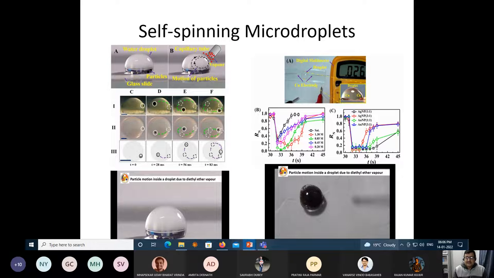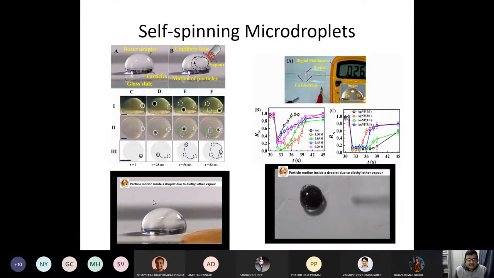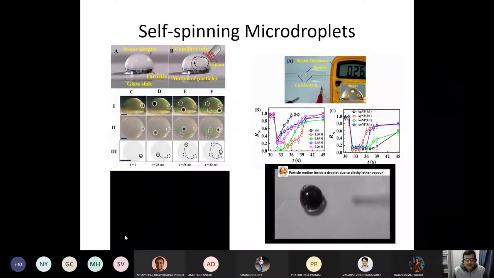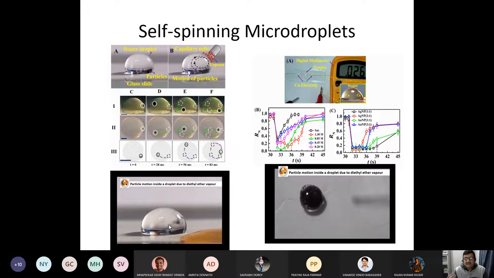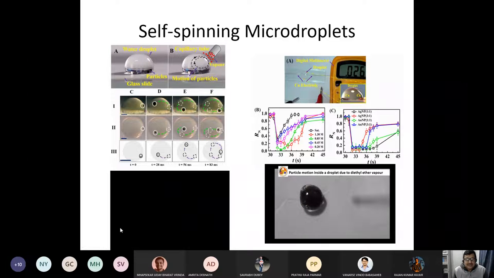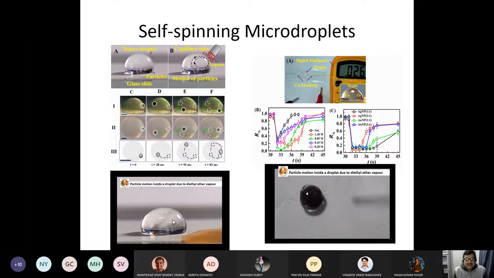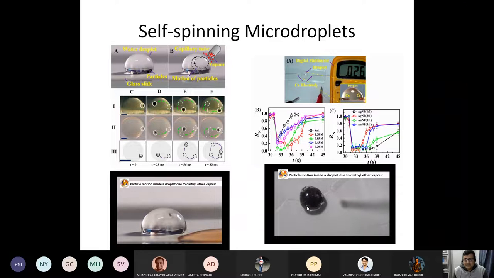This is another very interesting example I am going to show you. Say this is a water droplet. If you put a volatile material in front of the water droplet, here somebody has thrown a little bit of diethyl ether vapor. You can see that this water droplet has some sort of motion inside. It is a kind of water microdroplet, and these black particles are just black iron particles that have been put in so that you can follow the motion happening inside the droplet.